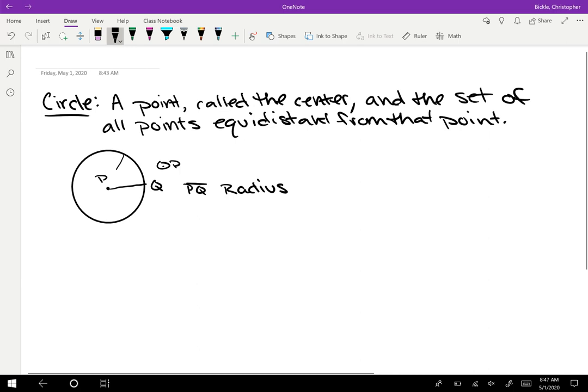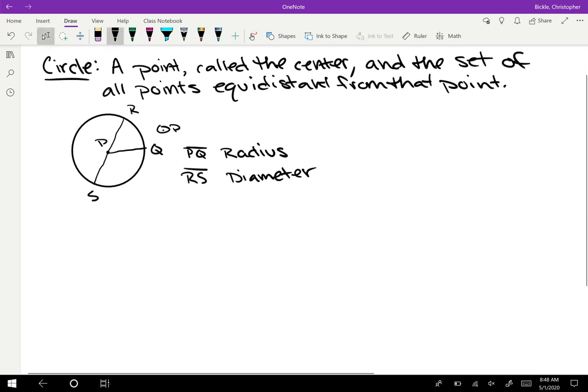If I draw another line that goes through that center, and I've got P and Q, let's put R and S. That segment RS is called the diameter. So we've got the radius and the diameter. There are three things we're going to look at with this. We're going to find the length of portions of the outside of the circle. We're going to find the area of parts of the inside, and we're going to look at how we can find those.